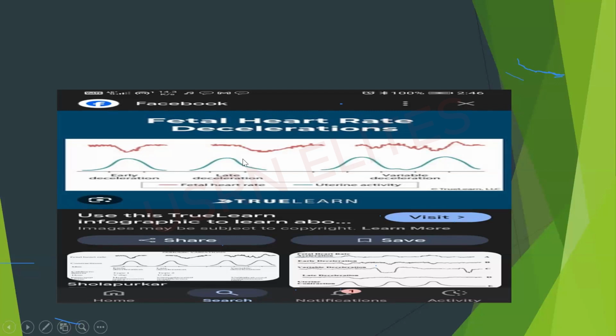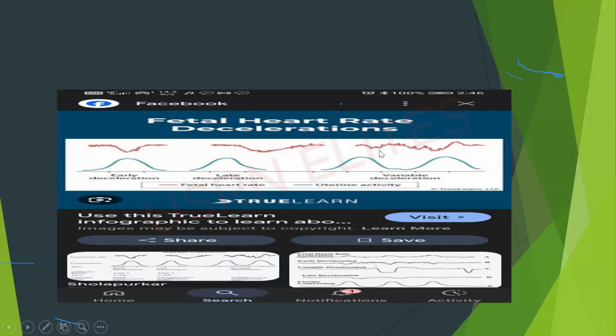This one, the middle one, is the late. Know that heart rate decreases late after contraction. So contraction is always first. Once contraction ends and you see the heart rate going down, it means that it came late. And that is what? Late decel. And that is a cause of what? Placental insufficiency.